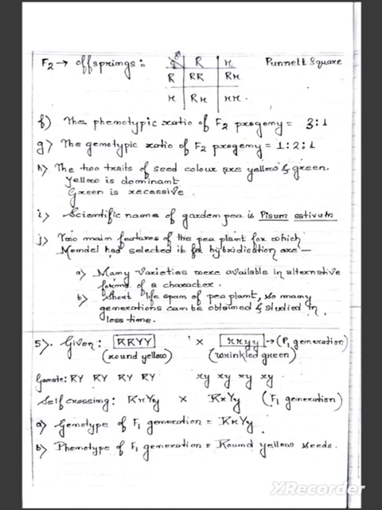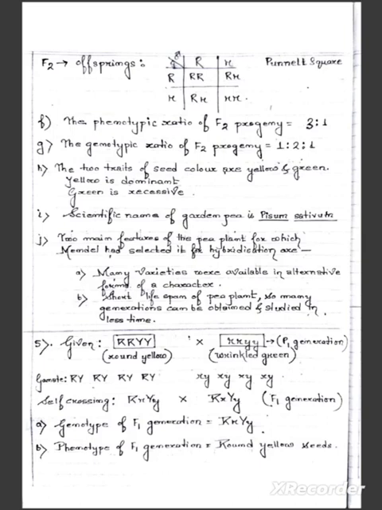And next is question F: write the phenotypic ratio of the F2 progeny. So the phenotypic ratio of the monohybrid cross, as we know, is 3:1. And the next question is, what will be the genotypic ratio of F2 offspring? So the genotypic ratio will be 1:2:1. Means 1 is for RR, and 2 is for Rr. We have two with Rr, and for the small rr we have only one.